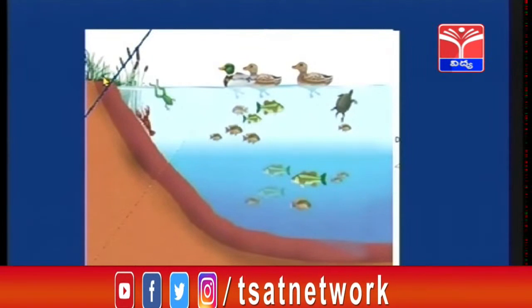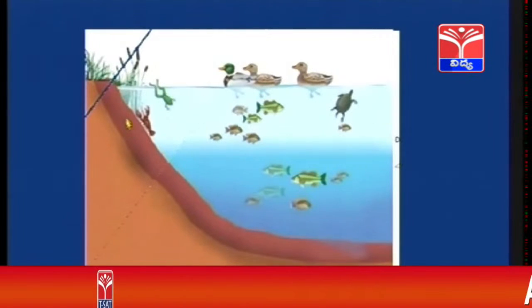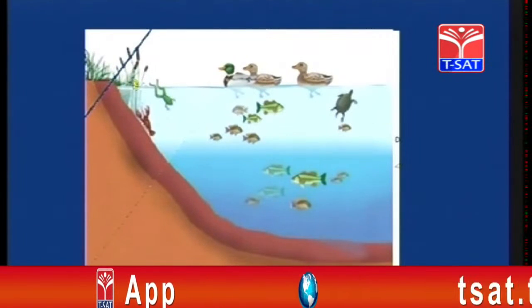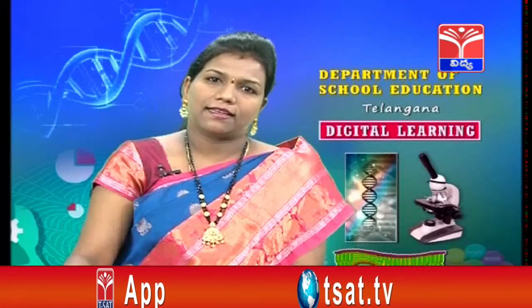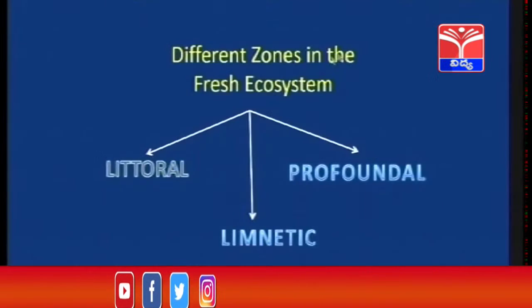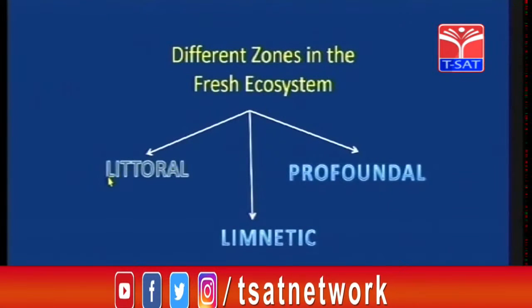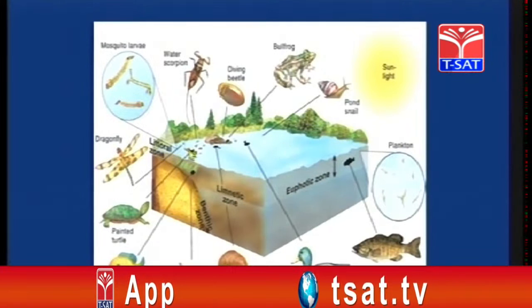Again, you can see these are the ducks, frogs, fishes, tortoise, crabs, right? These are the plants which are rooted to the shelves, children, continental shelves. So let's see more about the freshwater ecosystem. The different zones in the freshwater ecosystem are the littoral, limnetic and profundal. So these are the three zones, children. This is the littoral zone, the uppermost zone.